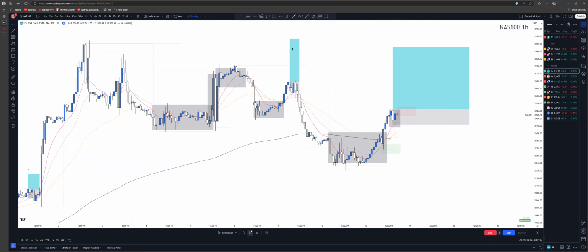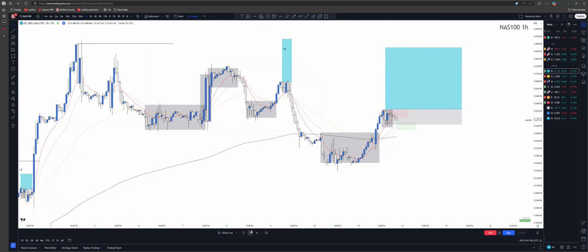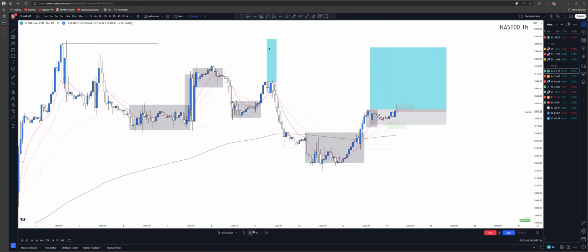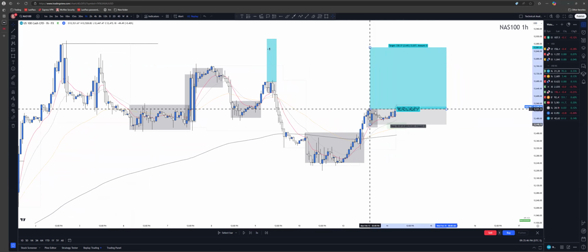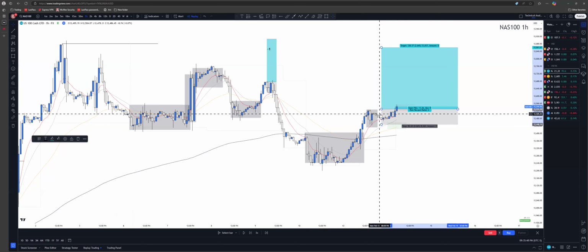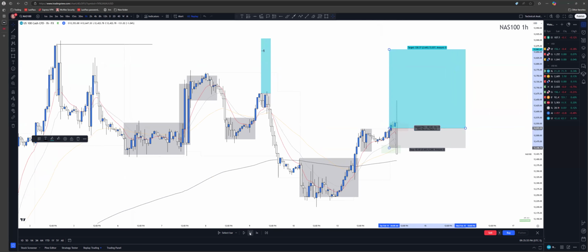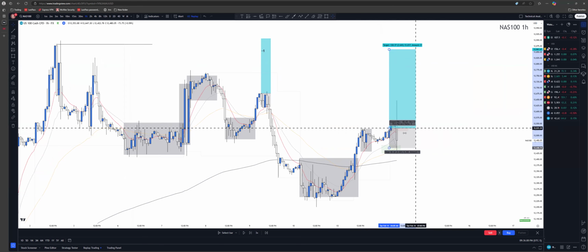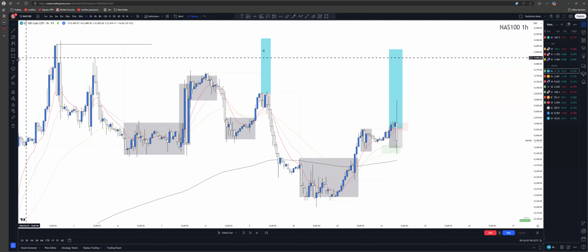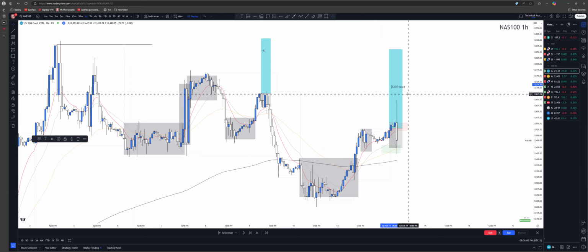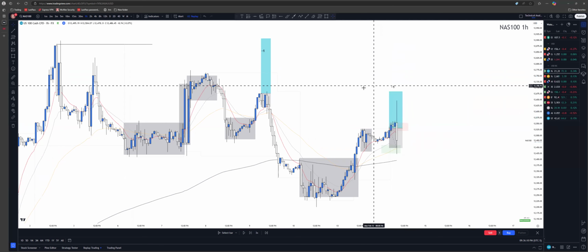See if we get tapped in. So we get tapped in, and we can just manage this trade and see when we can move this to break even. Okay. So another -1. Okay. So we have another -1.